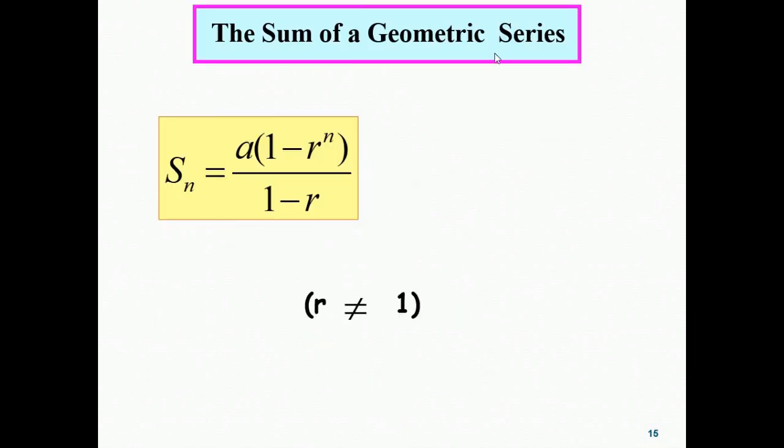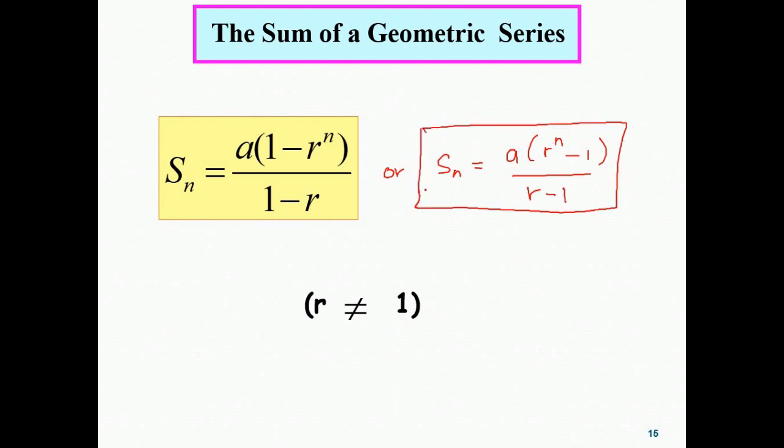Now, we are going to learn the sum of a geometric series, Sn. Sn is equal to a times (1 minus r to the power of n) over 1 minus r, or Sn is equal to a times (r to the power of n minus 1) over r minus 1. Either one, we can use both formulas, where r cannot be equal to 1.